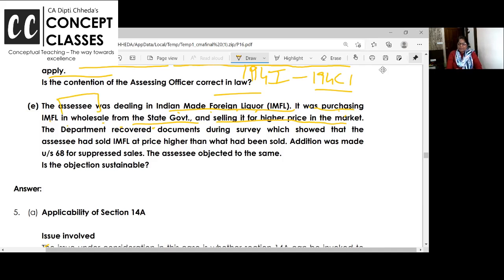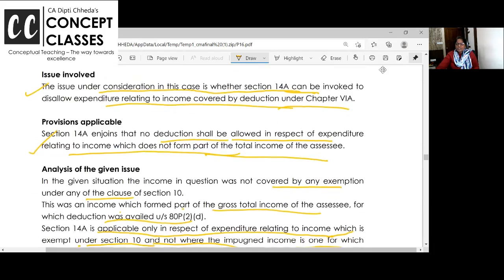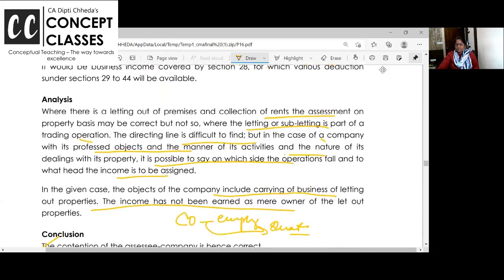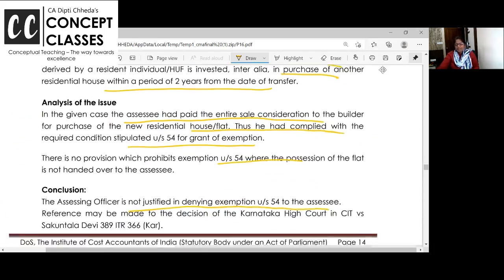Who? The SSC company. The department recovered documents during survey which showed that SSC has sold this liquor at a price higher than what they have shown in books. In books, if it is 100, actually they have sold at 120. So are they suppressing the sale? Addition was made under section 68 for suppressing the sale. Some credit in your books. Is the AO correct? See, now here they have given diplomatic.